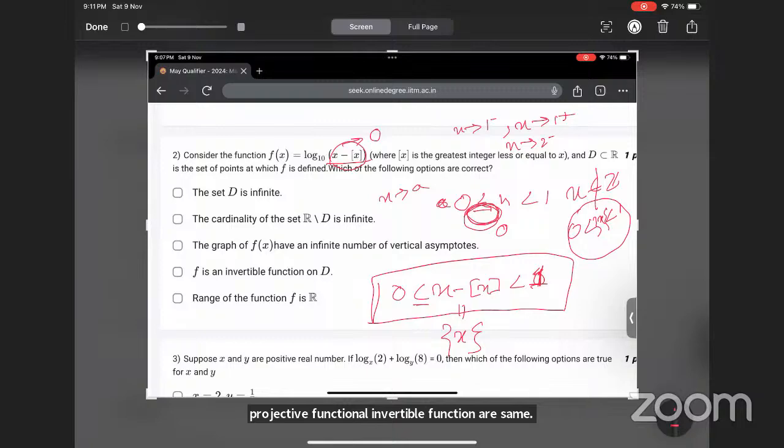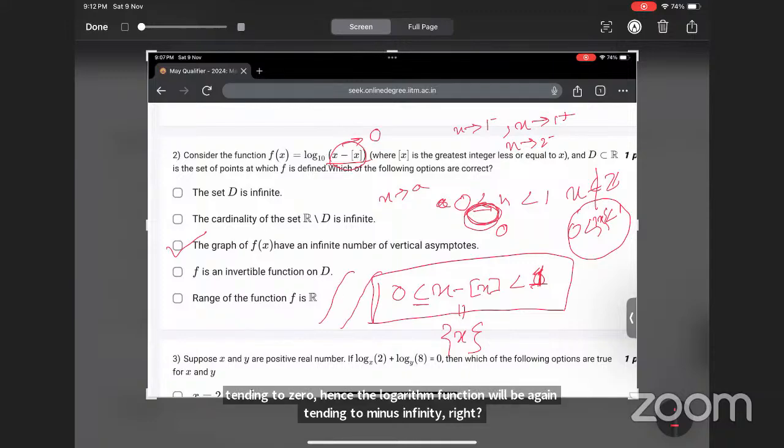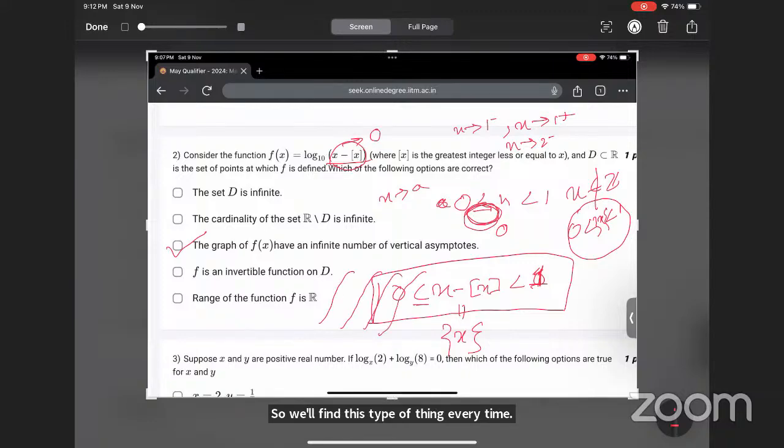So the third option is also correct, right? Because for any integer point, you can find something tending to 0, hence the logarithm function will again tend to minus infinity. This will be something periodic, tending to minus infinity for every integer point. So there will be an infinite number of vertical asymptotes. Now invertible and range you can check, right?